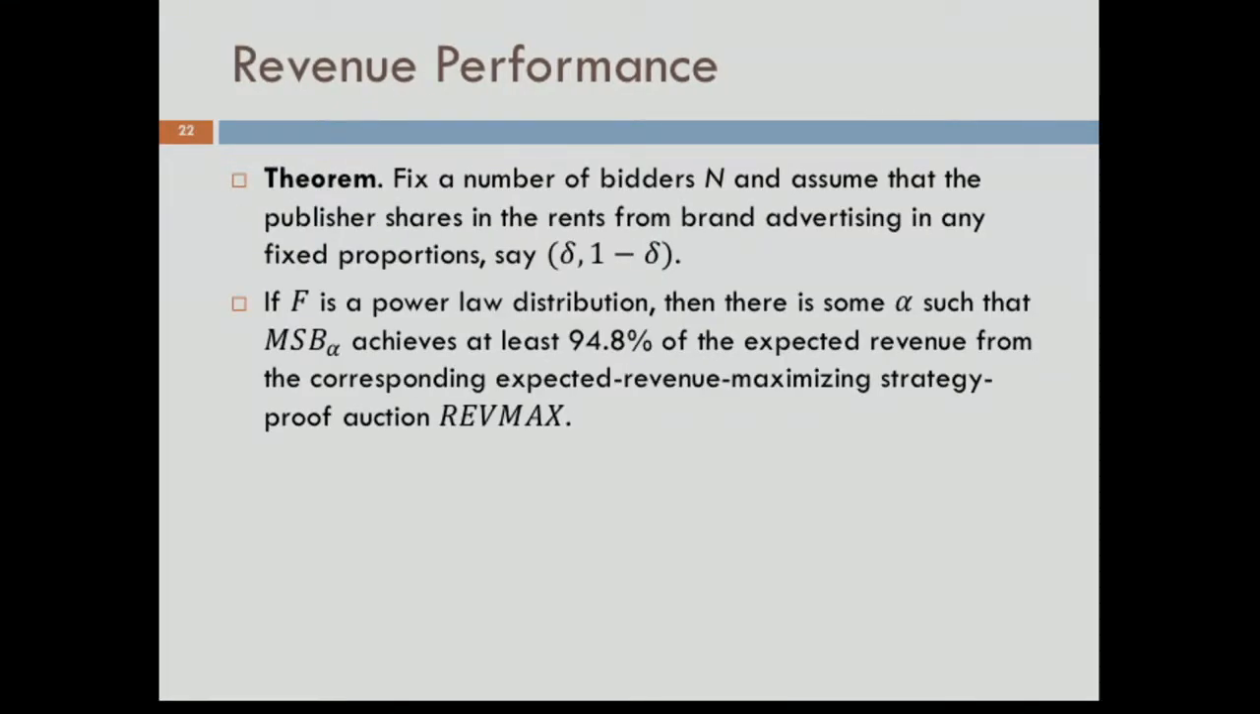Okay, revenue performance. If you fix a number of bidders n and assume that the publisher shares the rents from the brand advertiser in any fixed proportion, so you imagine we have this brand advertiser that we're writing a contract with, and we're sharing the value so that some fraction goes to the performance advertiser and some fraction to the brand advertiser. And if F is from a power law distribution, then there's some alpha so that the modified second bid auction also achieves 94.8% of the expected revenue from the corresponding revenue maximizing strategy, which we'll call Rev Max. So it does very well on revenues as well.